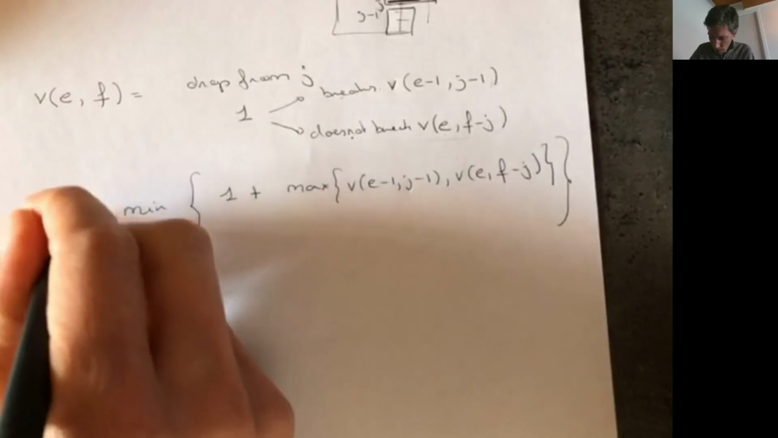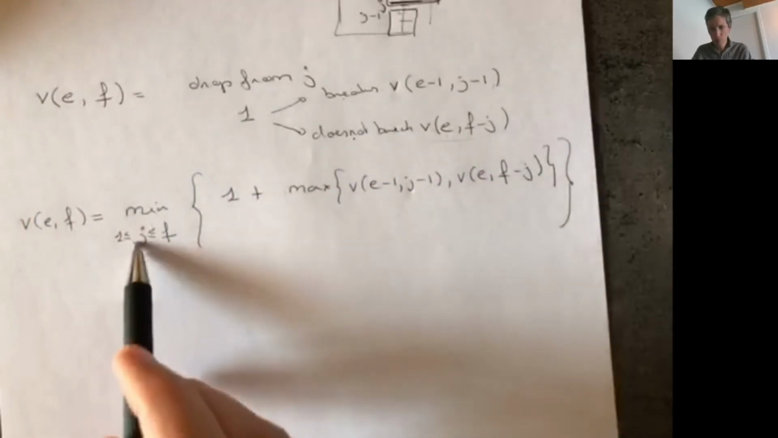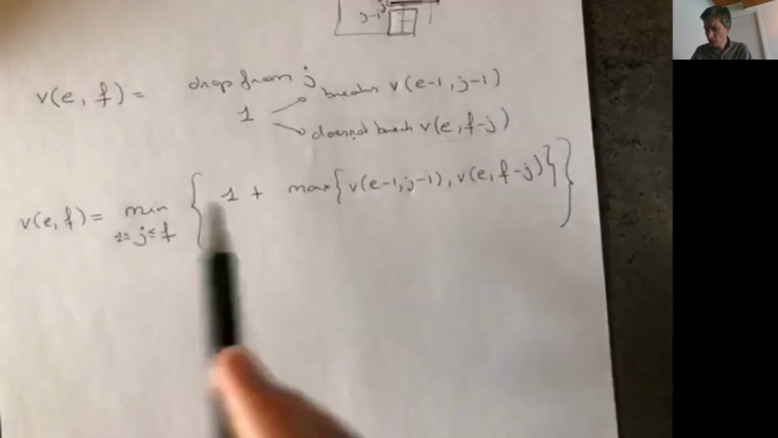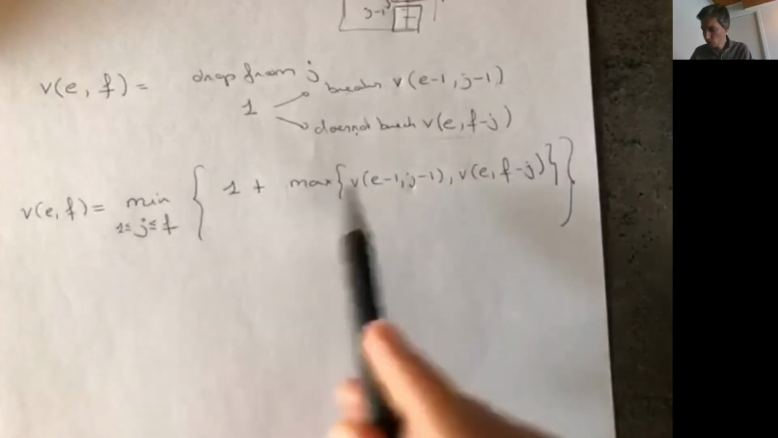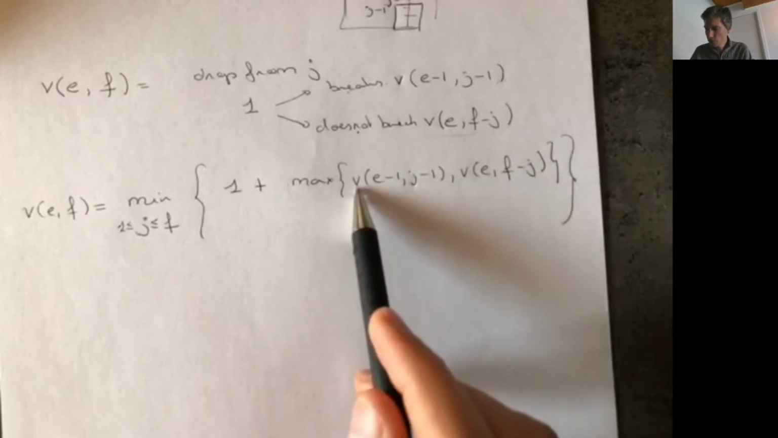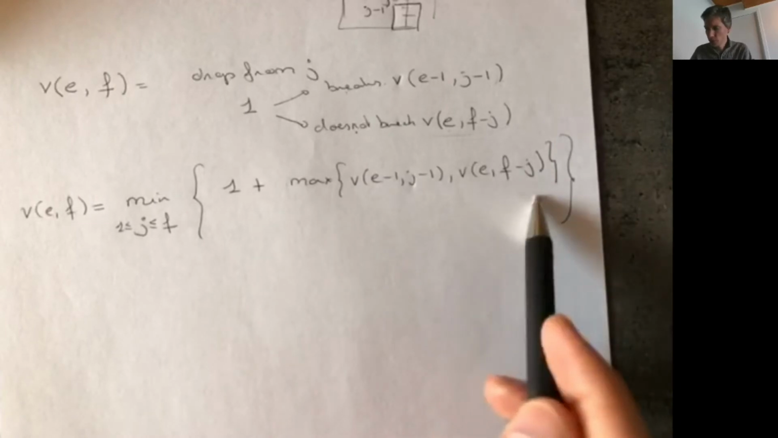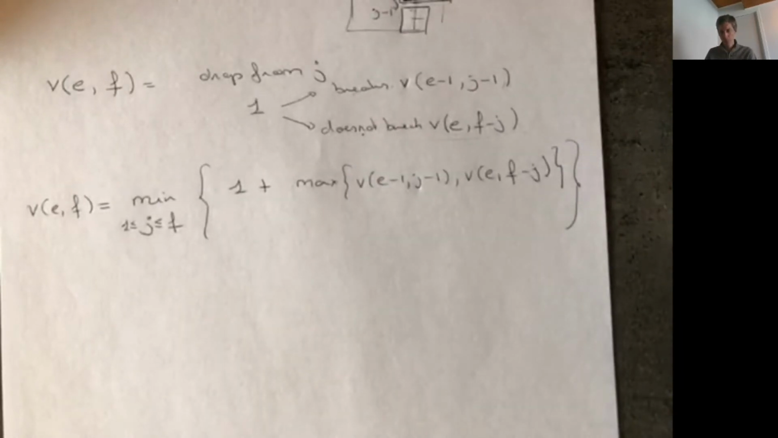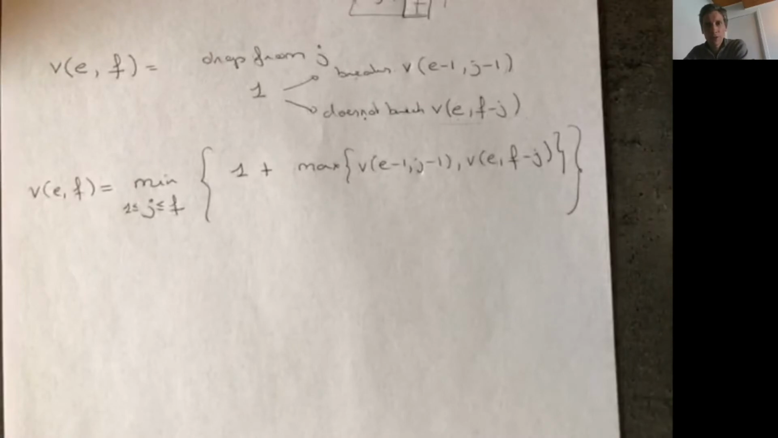V e of f is going to be the minimum over all j's between floor 1 and floor f of 1. That's the egg that I drop at the jth floor. And then depending on whether the egg breaks or doesn't break, I'm going to have to try so many times in addition or so many times in addition. Okay. I also have some base cases.